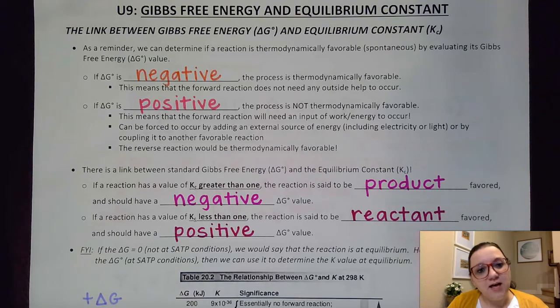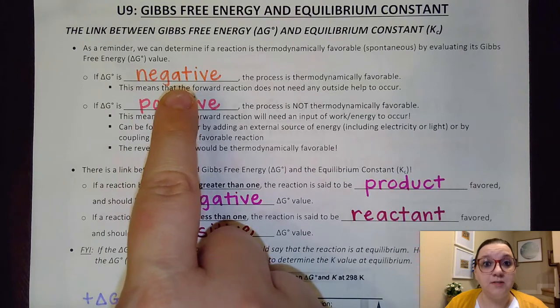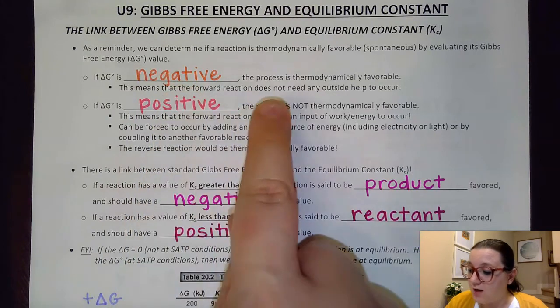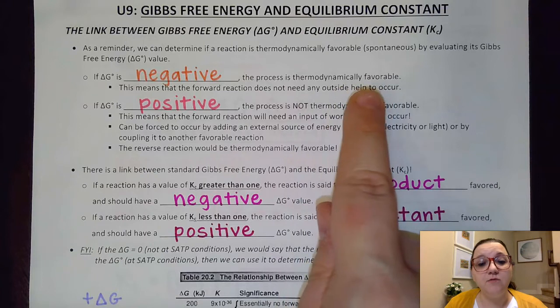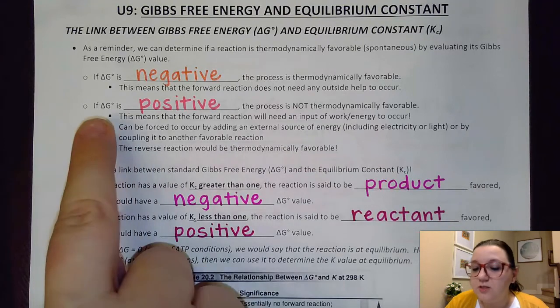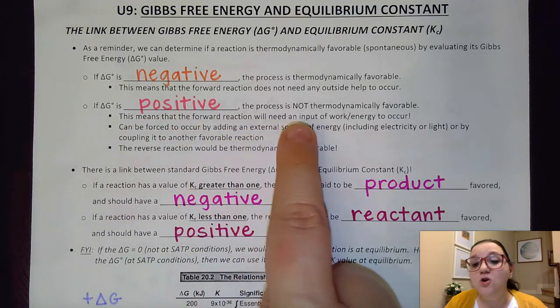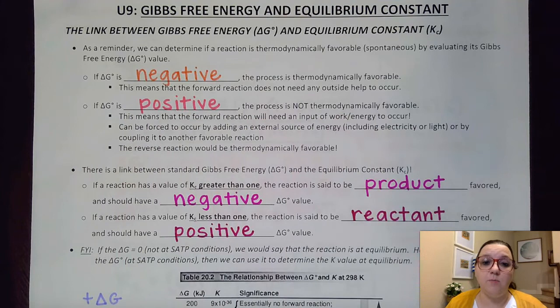And what we've said up to this point is that if delta G is negative for a particular reaction, then that process is thermodynamically favorable. It's spontaneous. It's likely to occur without any significant outside help. However, if the delta G of a reaction is positive, then that reaction is not thermodynamically favorable, meaning it's not a spontaneous process, and it would require an input of work or energy to occur.